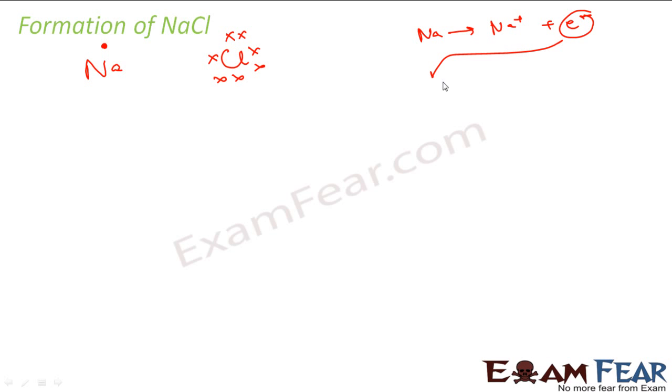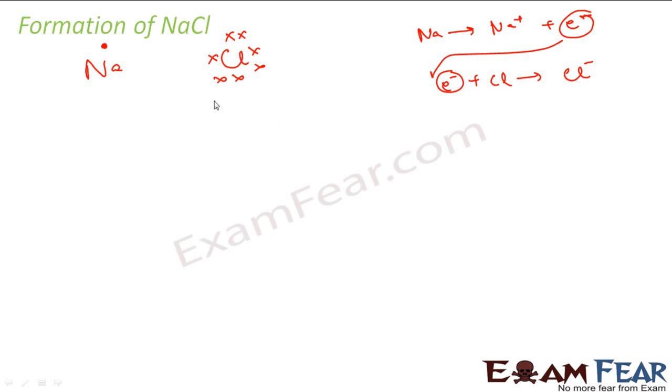So with this, let's understand the formation of NaCl. As I have told, sodium has one extra electron in this shell, and chlorine has 7. It needs 1, and sodium wants to lose this. So sodium will immediately lose its electron. This electron will go to chlorine, and chlorine will become Cl minus.